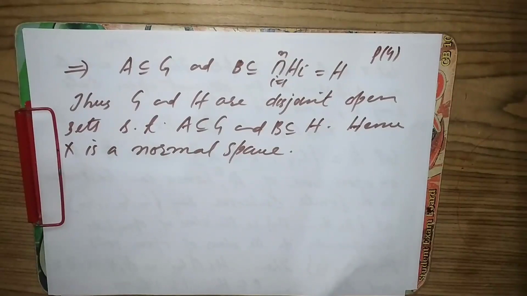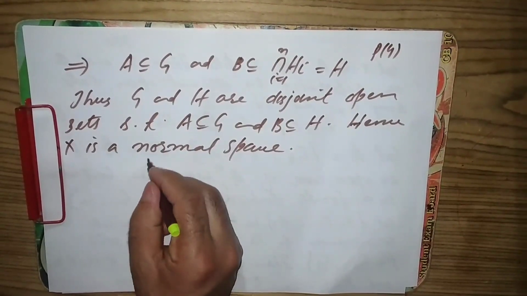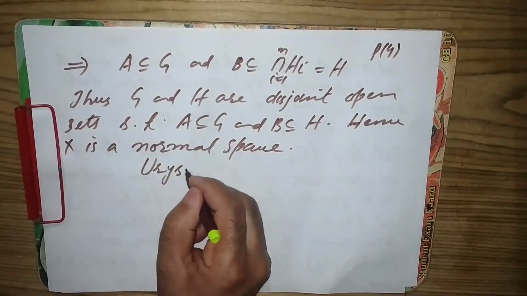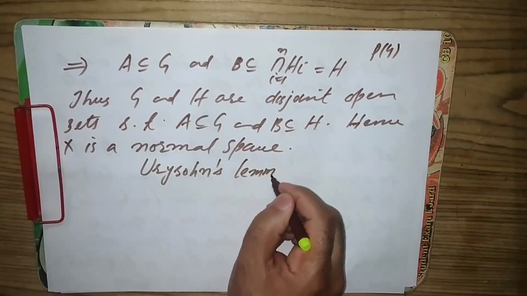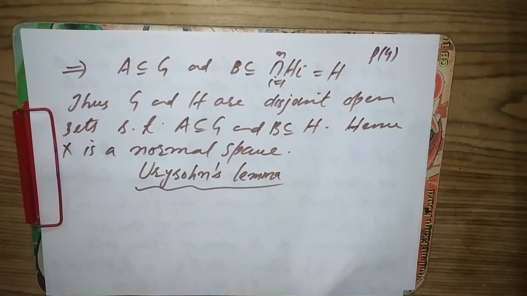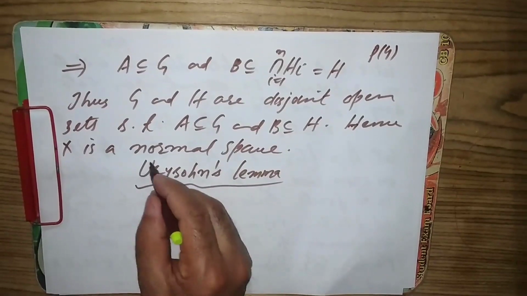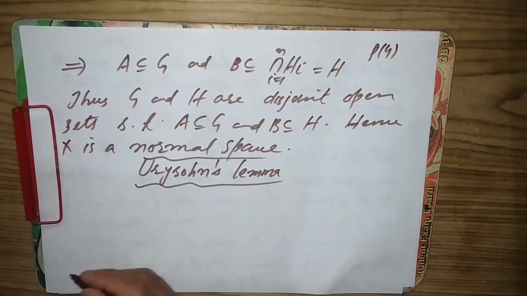So next we have an important lemma that's called Urysohn's lemma. It's a very important and very interesting lemma, and I hope you will enjoy this lemma. To prove this lemma, we first prove the following lemmas. So let's first prove those lemmas, then we state Urysohn's lemma, and then we'll write its proof. Okay. So let's first prove this lemma.